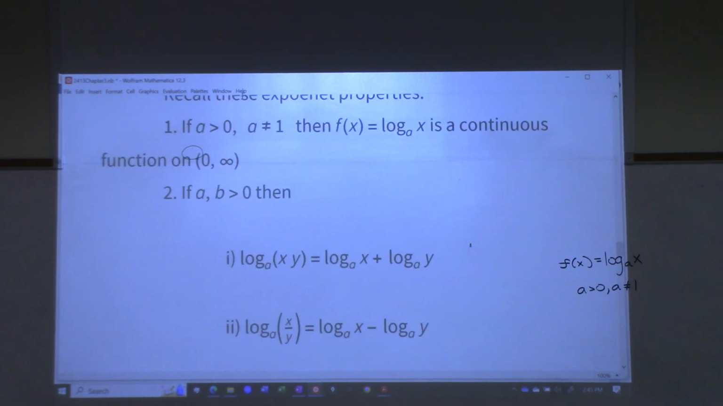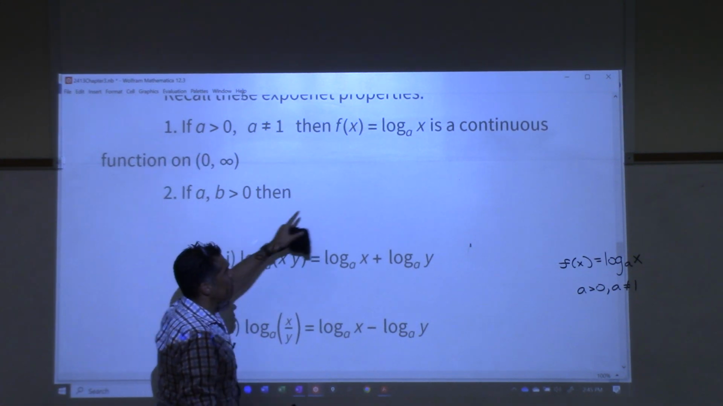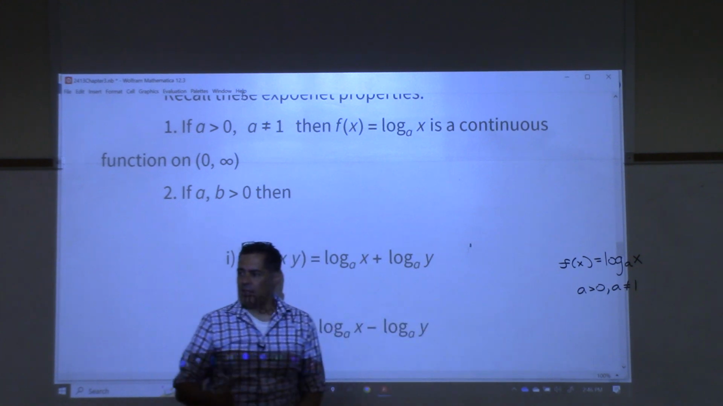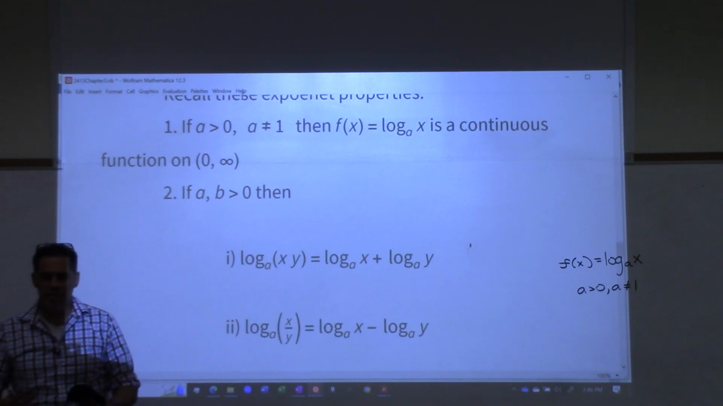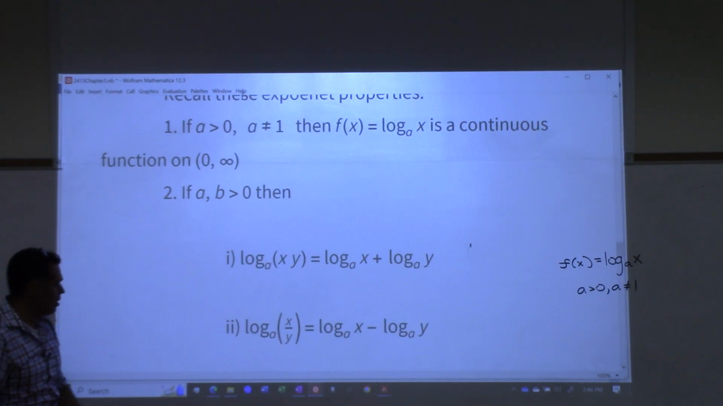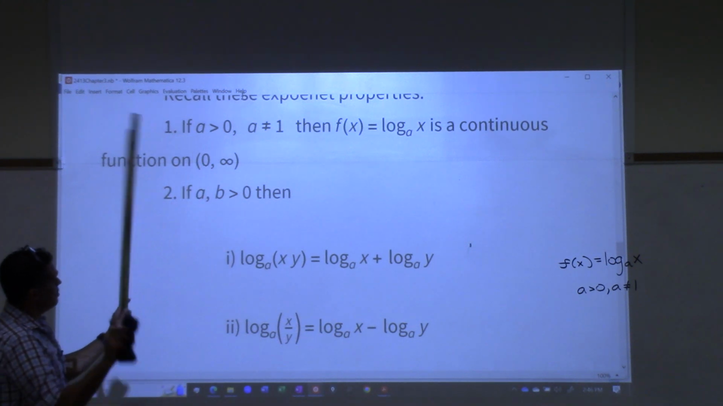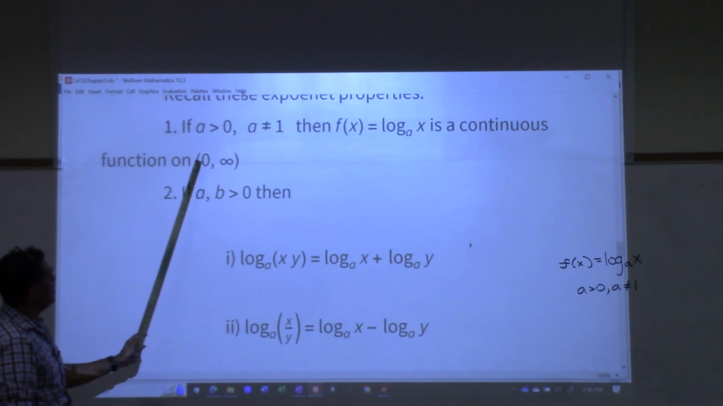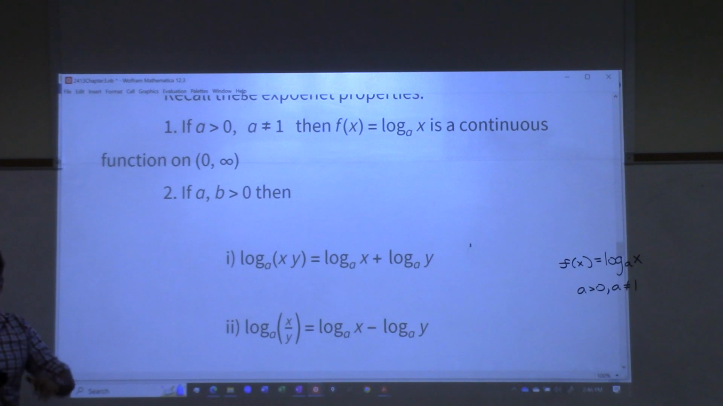Properties of logs. Logarithmic functions are also continuous, at least on their domains. We already said you can't plug negatives or 0 into logs. So as long as you're looking to the right of 0 on the x-axis, then the graph of that logarithm should be able to be drawn without picking up your pencil.